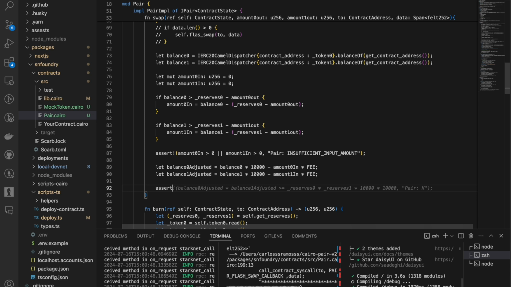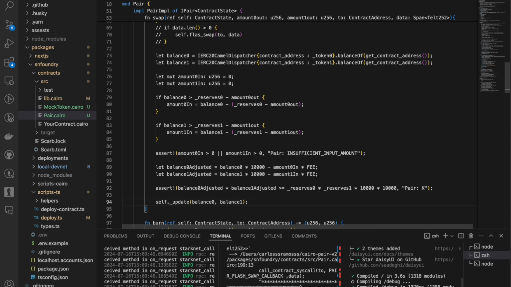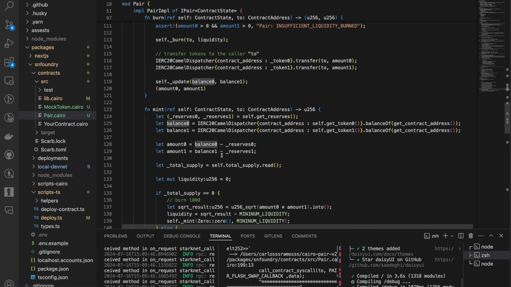We do this through checking the balance adjusted, which is the balance with the fee, times the balance 1 adjusted. It has to be greater than or equal to the tracked reserves 0 times reserves 1. And we use this to account for this calculation here. Otherwise, the error will throw us a K error. Finally, we just do our update of balances based on this, and this should be working.